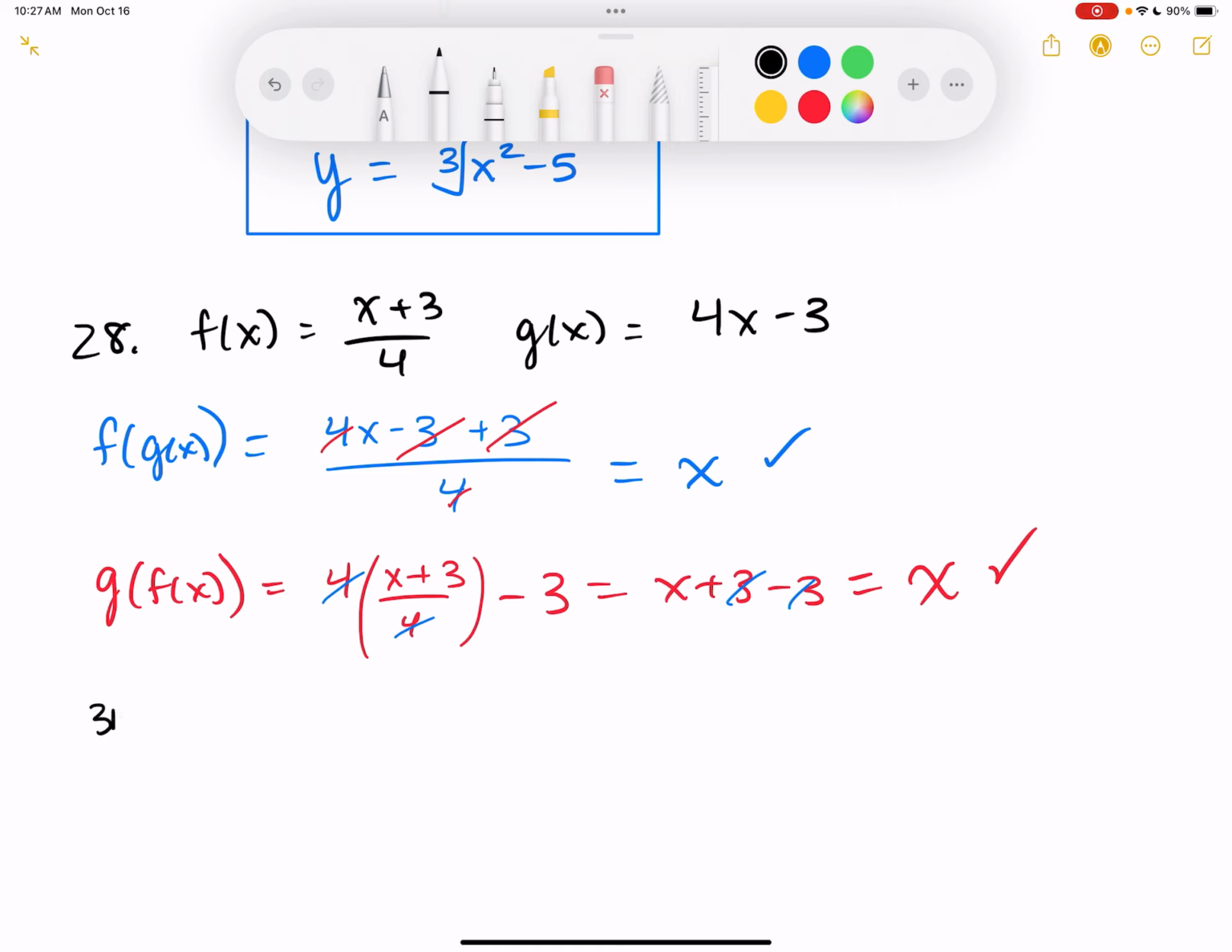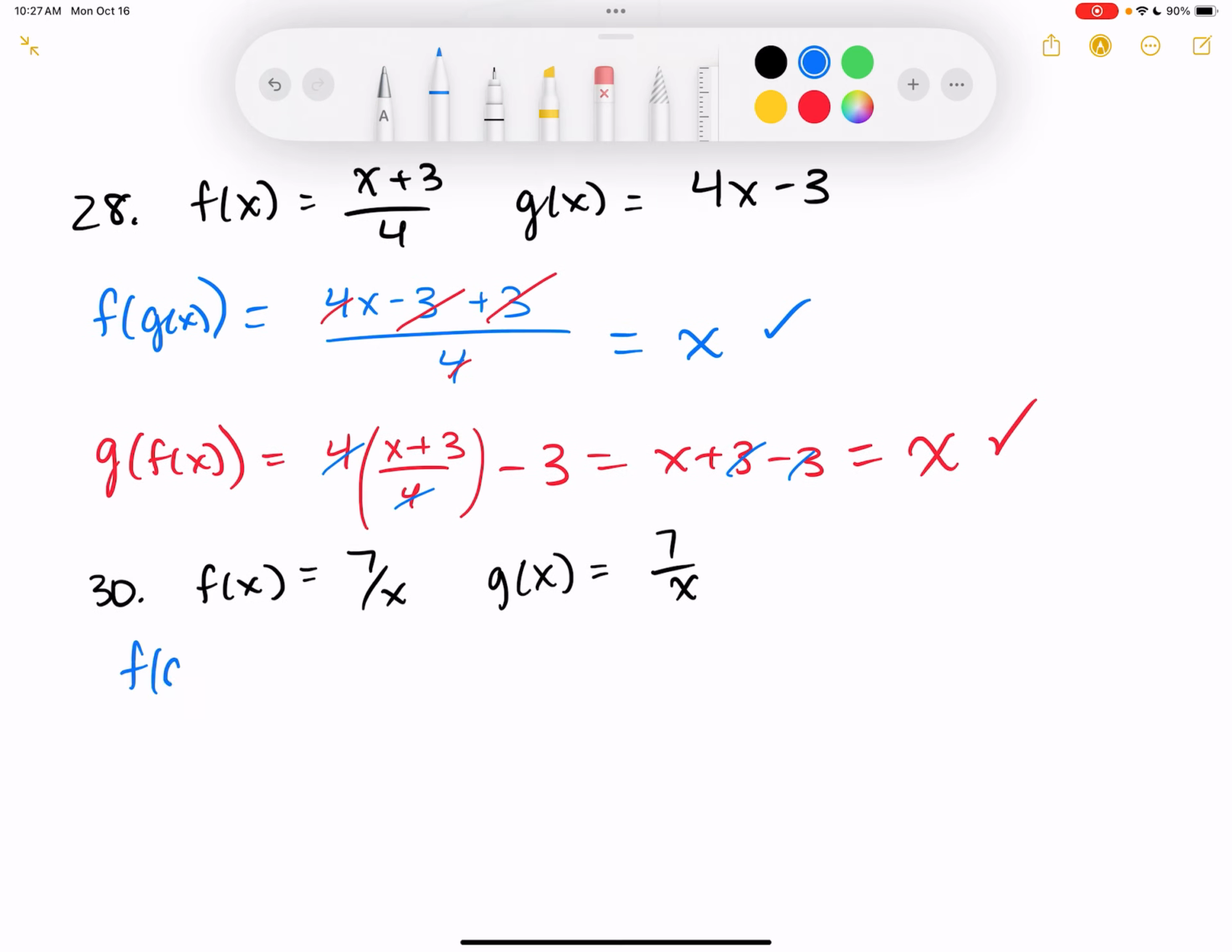Then 30, we've got f of x is equal to 7 over x, and g of x is equal to 7 over x. Now, at initial glance, do these look like they're inverses of each other? No, because they're the same, okay? So, let's find out if they actually are.